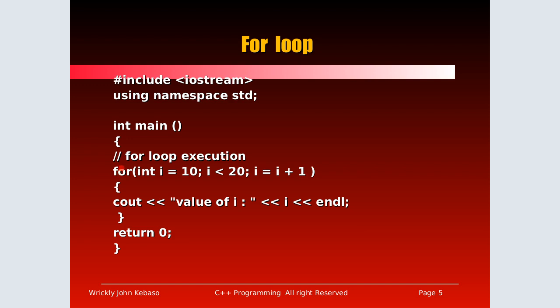The for loop is normally referred to as a self-contained loop. Now, Mwalimu, what do you mean by that? A self-contained loop is a loop that has a starting point, an end point, and an increment statement.